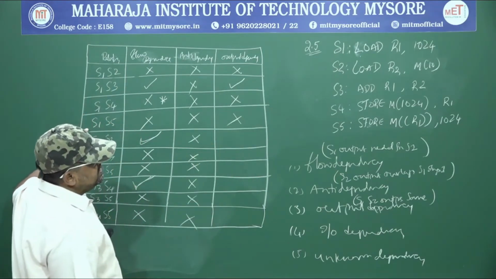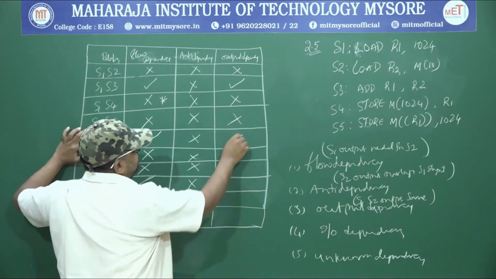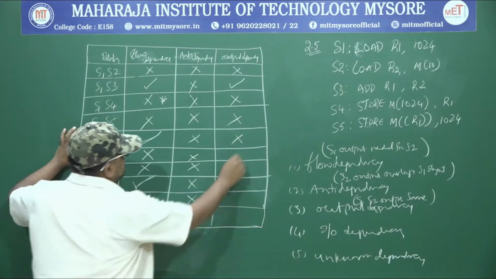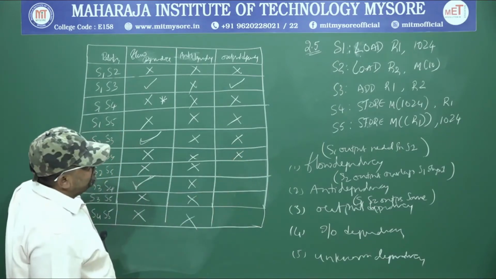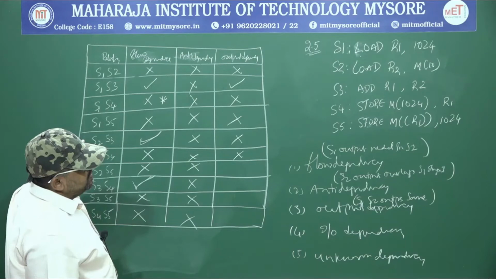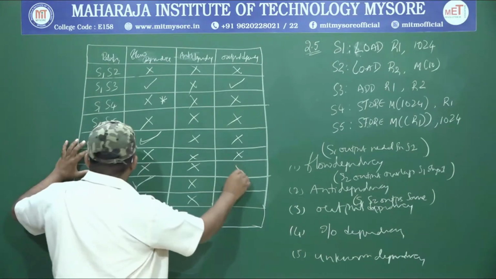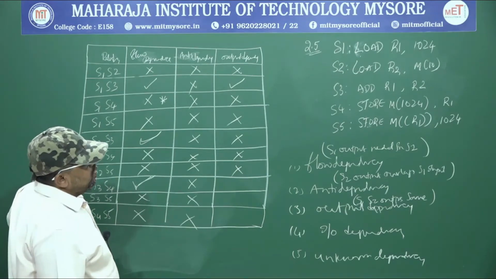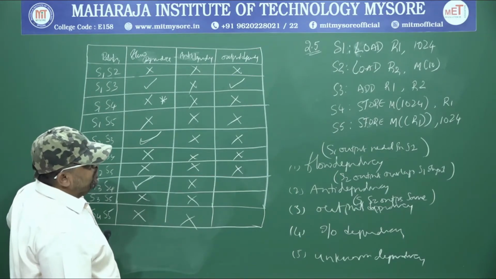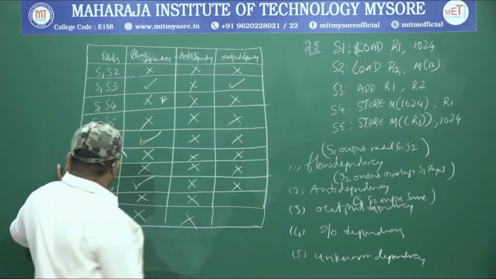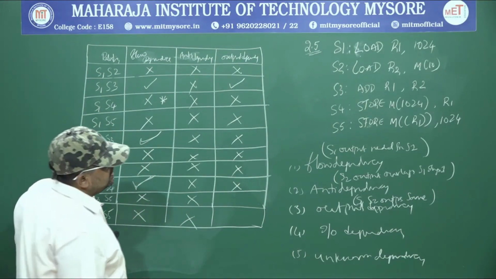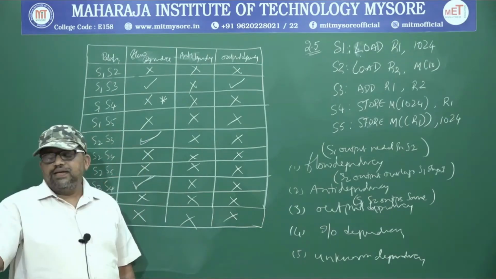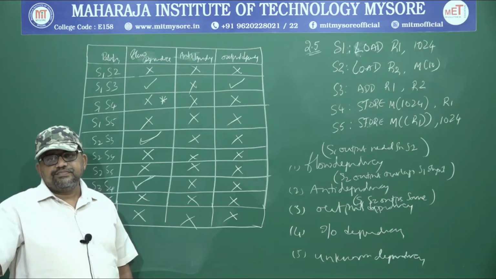Again 2 and 3, not dependent. 2 and 4, not dependent. 2 and 5, not dependent. Again 3 and 4, 3 is R1, 4 is no. Then 3 and 5, no. And 4 and 5, no. One dependency here, right?